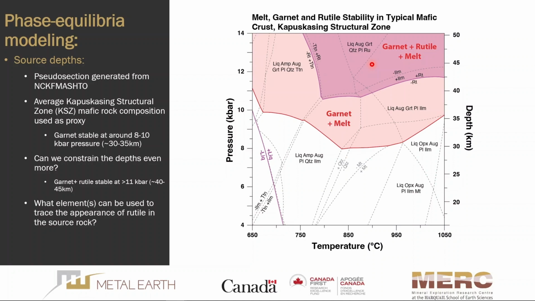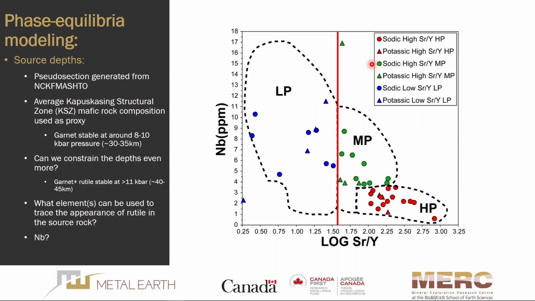One of the things we will have to keep thinking about moving forward is what elements can we use to trace the appearance of rutile in the source rock? There are a lot of TTG studies that are trying to put the TTGs into different pressure zones.